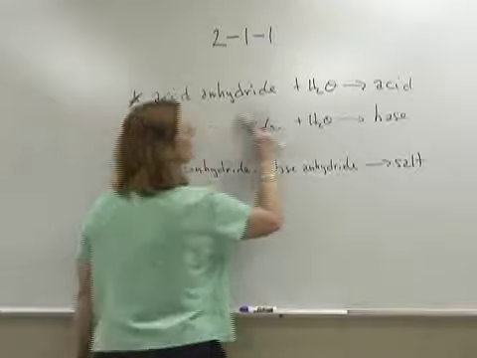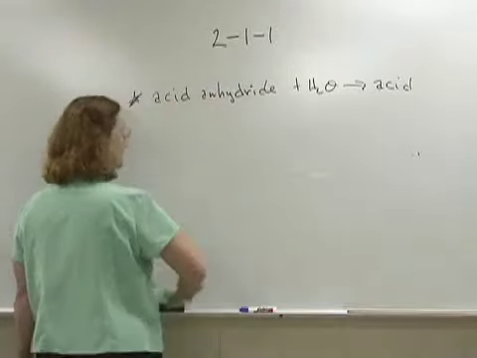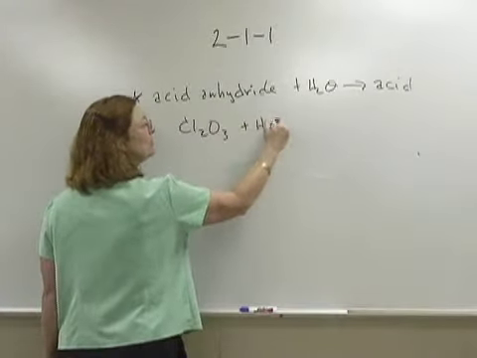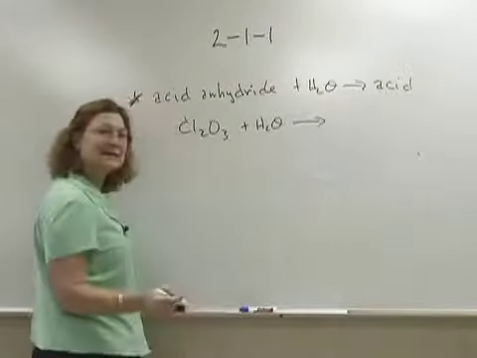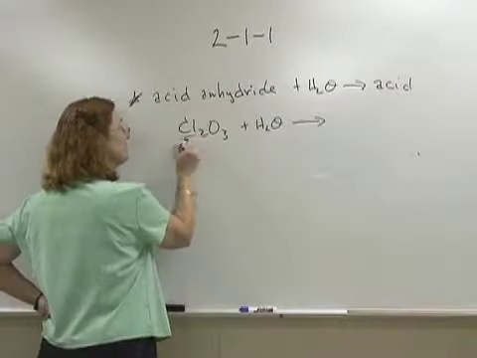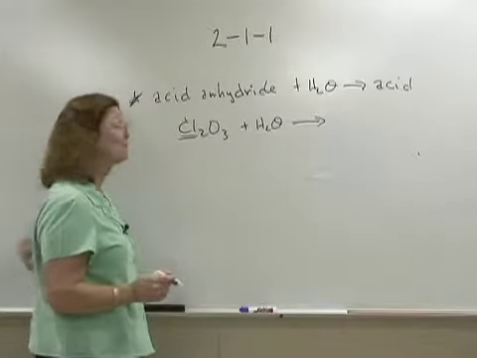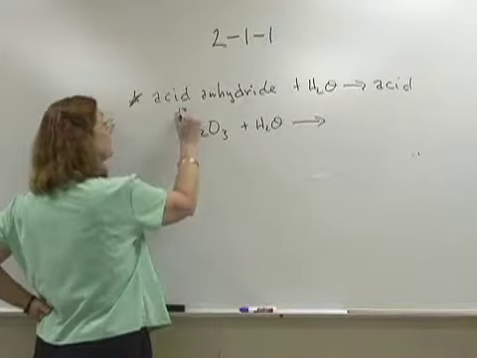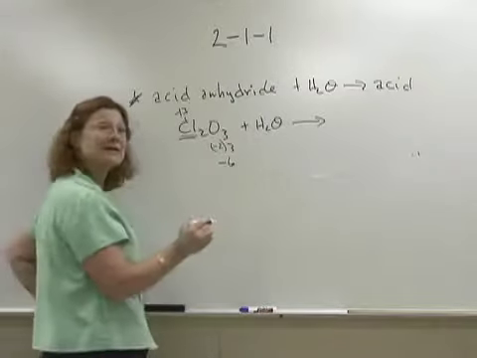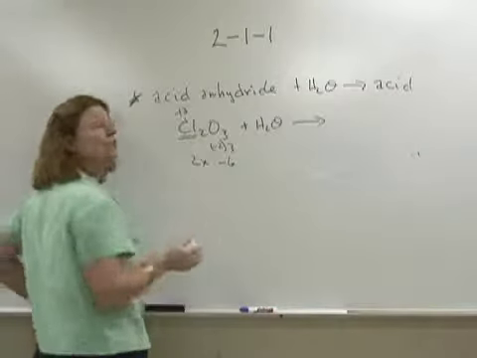Let's take the acid anhydride you had in the homework. It was Cl2O3. Now, when we add it to water, we're going to get some form of an acid. And the way to know is that I have to find the oxidation number of this chlorine. And we've done this numerous times. It is +3. Because oxygen is -2, there are 3 of them, which gives me a -6. There are 2 chlorines, and therefore each chlorine is +3.